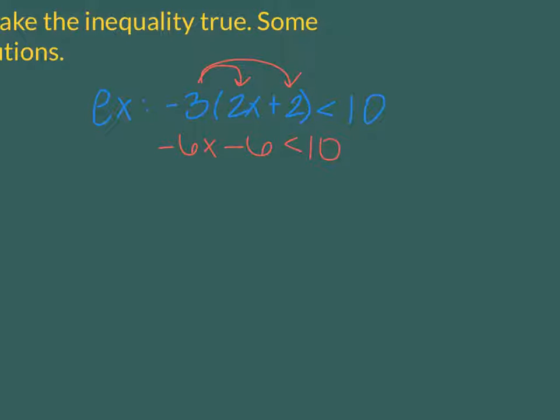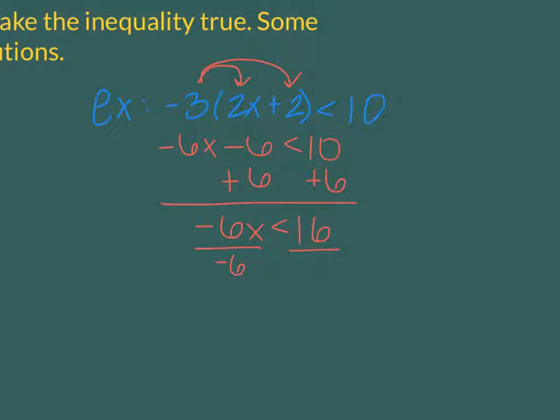From here, I want to isolate my variable and anything attached to it through multiplication or division. So I'm going to add 6 to both sides. I'm left with negative 6x less than 16. From here, I want to get the x by itself, so I'm going to divide both sides by negative 6.